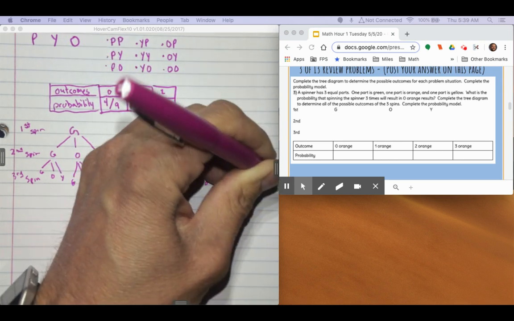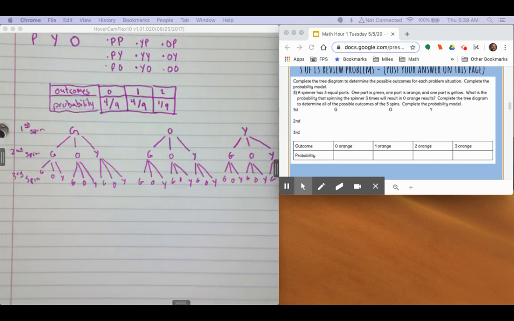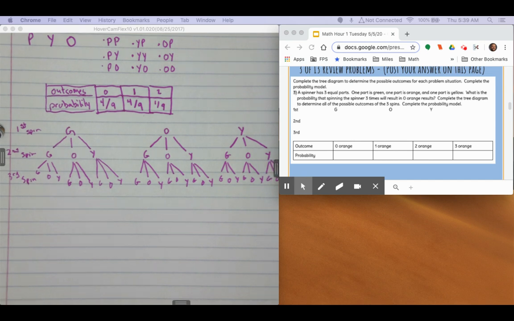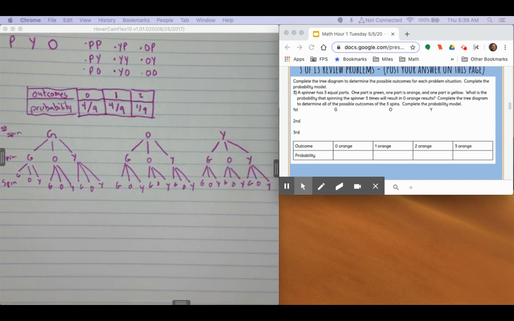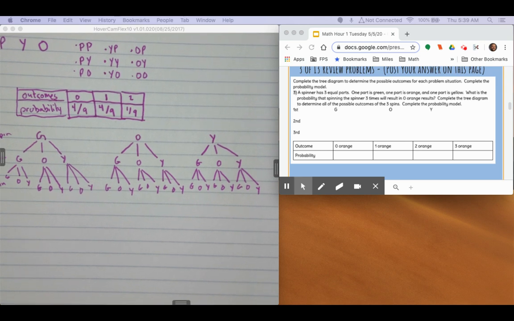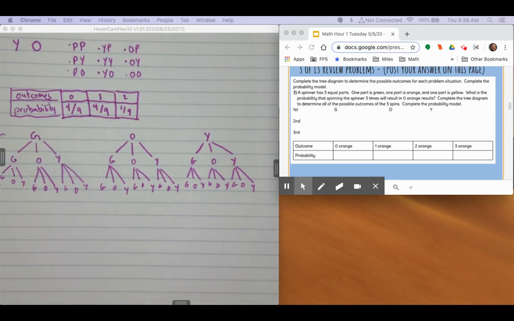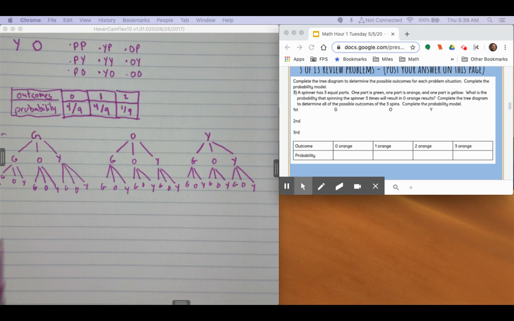Okay. Let's run off a little bit. That's okay. Let's slide it back. Okay. If there's 3 options each time and I spin it 3 times, I'll have a total of 27 outcomes. 3, 6, 9, 12, 15, 18, 21, 24, 27. So 3 times 3 to the 3rd power, 3 times 3 times 3, 27 outcomes.